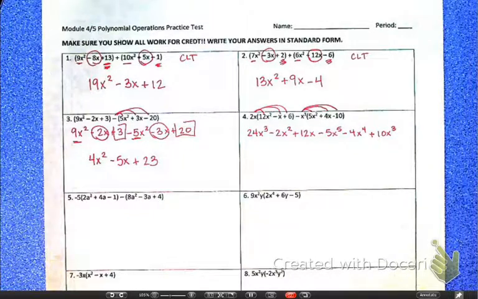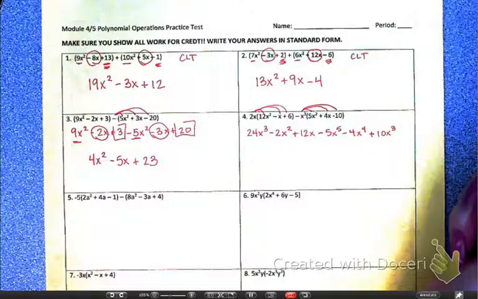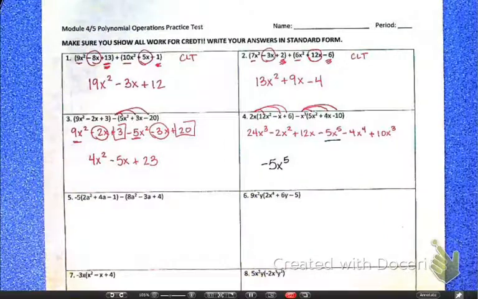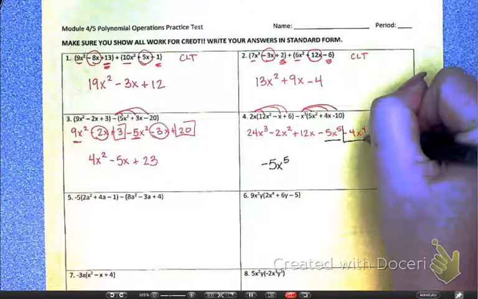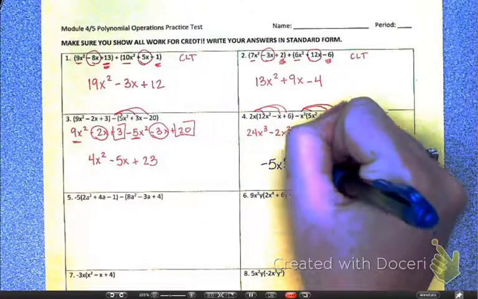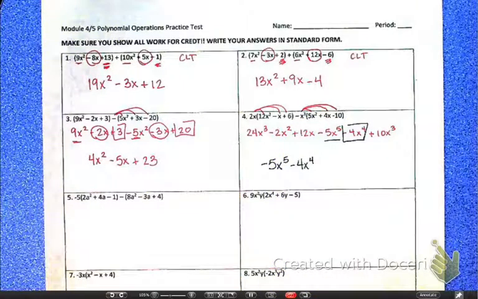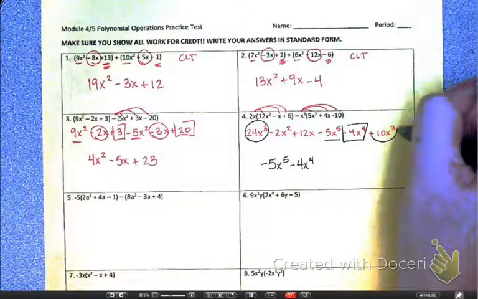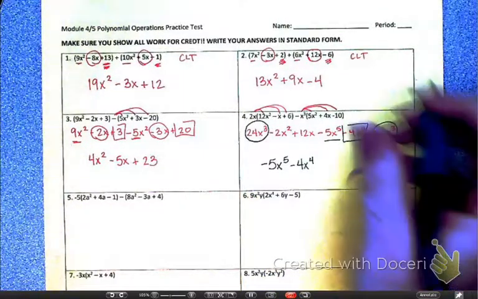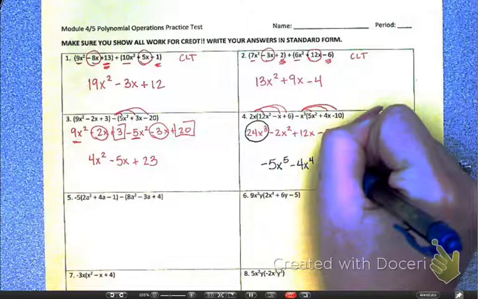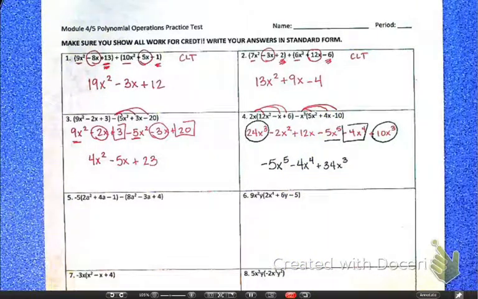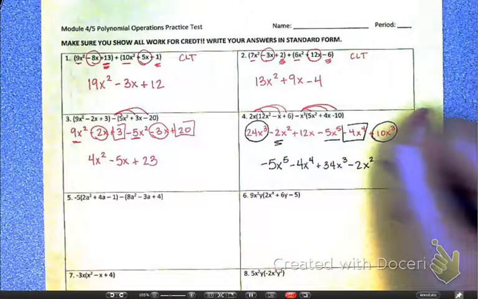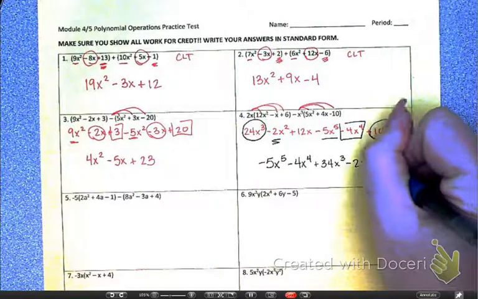So if I write it in standard form, what is my highest exponent? 5. So negative 5x to the fifth. Then we go with our 4. There's only one of them. So negative 4x to the fourth. Then I see a 24x to the third and a 10x to the third for 34x to the third. There's only one x squared, so I'm just going to rewrite that one, and it's a negative 2x squared, and then I have that 12x at the end.